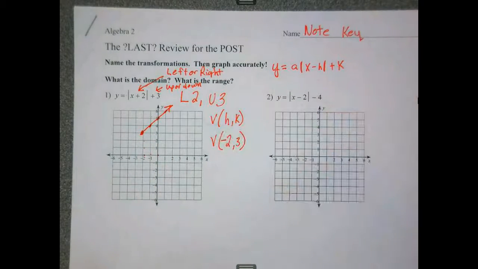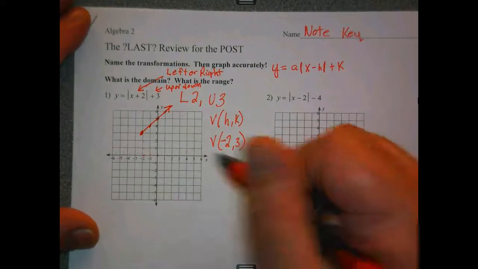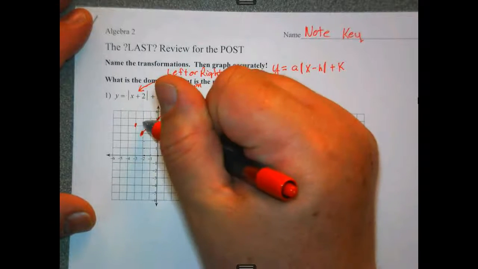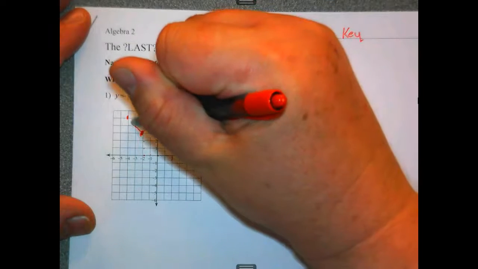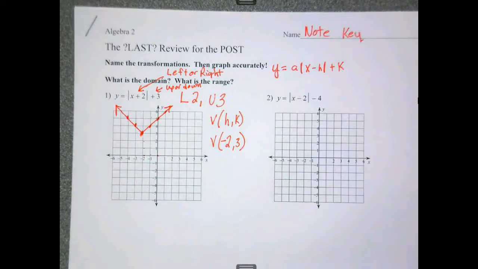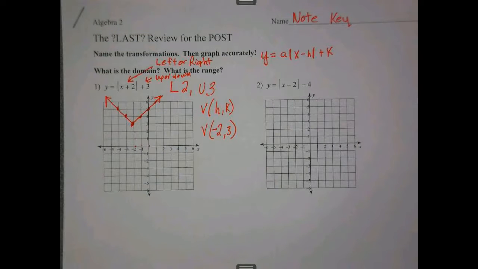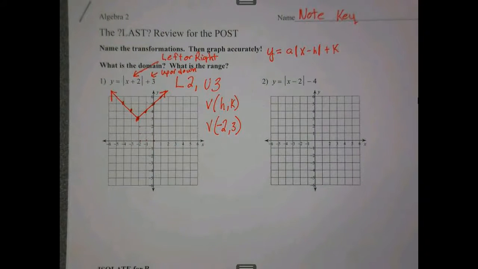We have an axis of symmetry for an absolute value function. It's x equals negative 2. I'm going to have another symmetric piece here, on the other side. That's my graph. Again, you could always plug it into your calculator and get all the information that way. Questions, comments, concerns?